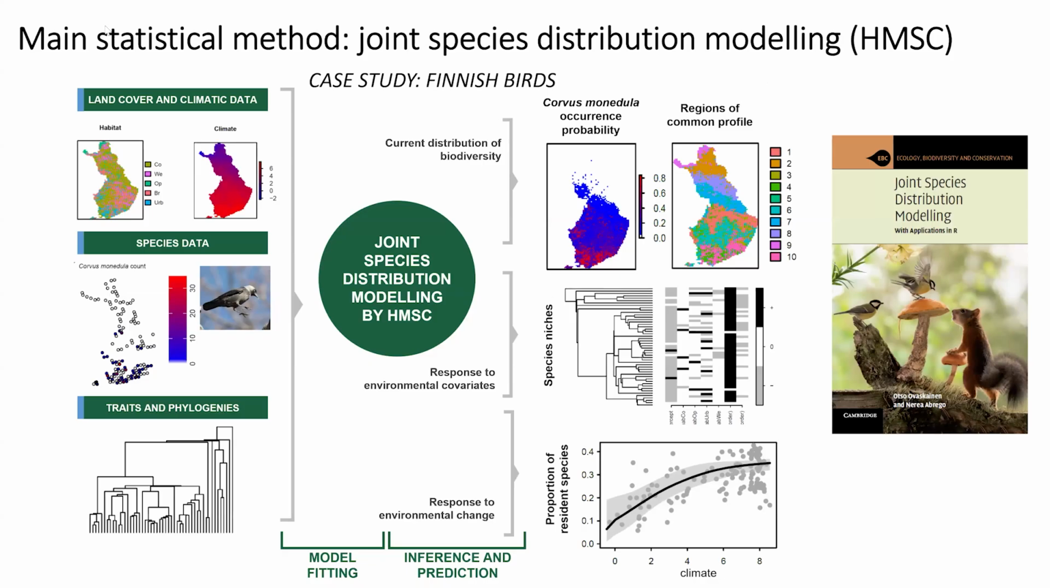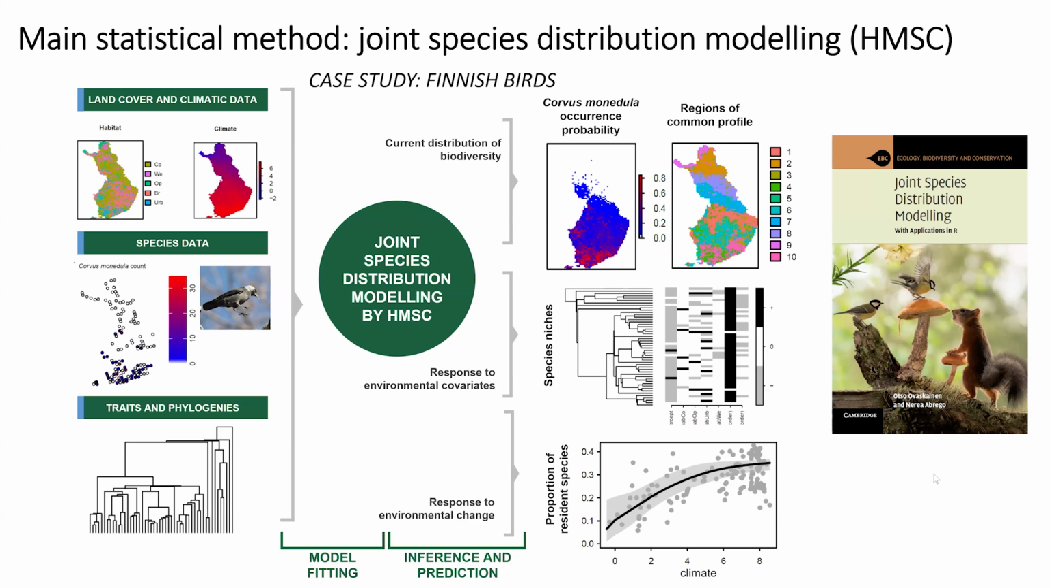All right, that was a brief overview of step 1, how species classification works. So then step 2, how to learn from this data. The main statistical method that we are using is joint species distribution modeling through HMSC, which is hierarchical modeling of species communities, a method that we have developed in our group over the past 15 years, so that we have long-term methods development in this area.